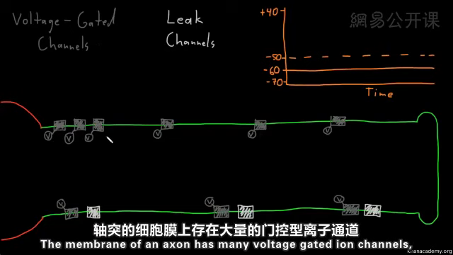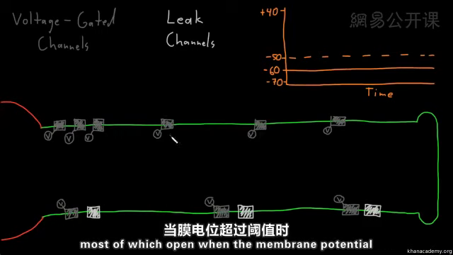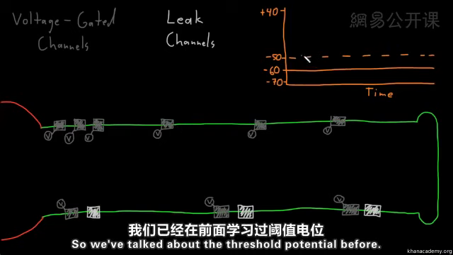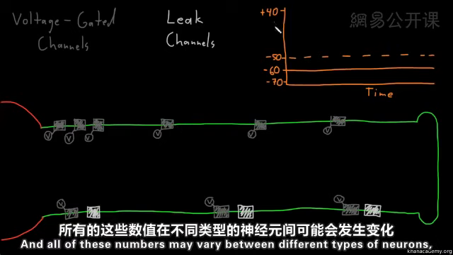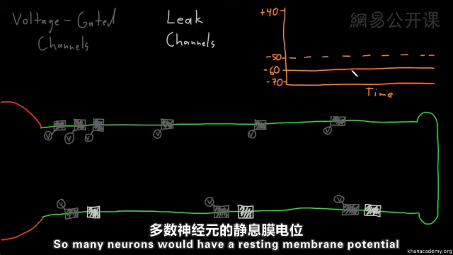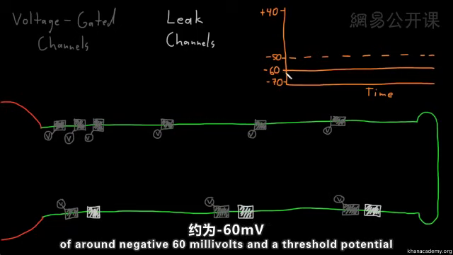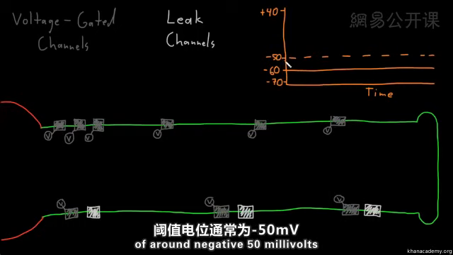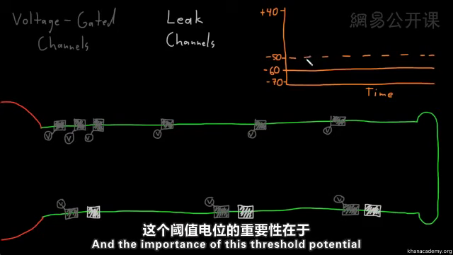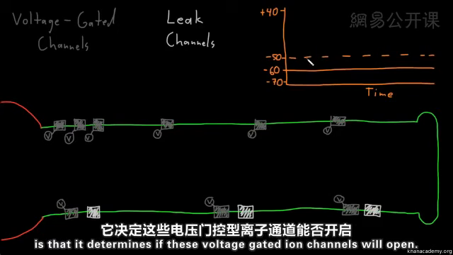And these are voltage-gated ion channels. The membrane of an axon has many voltage-gated ion channels, most of which open when the membrane potential crosses a threshold value. So we've talked about the threshold potential before, and all of these numbers may vary between different types of neurons, but these would be fairly common values. So many neurons would have a resting membrane potential of around -60 millivolts, and a threshold potential of around -50 millivolts or so that I've drawn with a dashed line. And the importance of this threshold potential is that it determines if these voltage-gated ion channels will open.